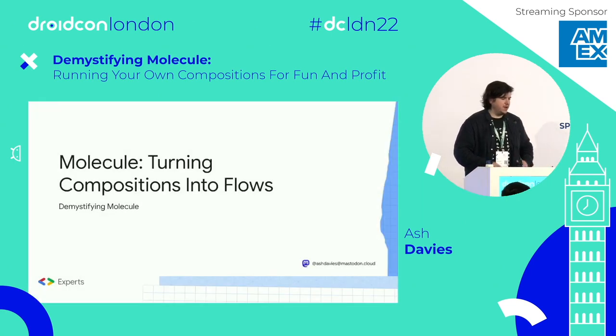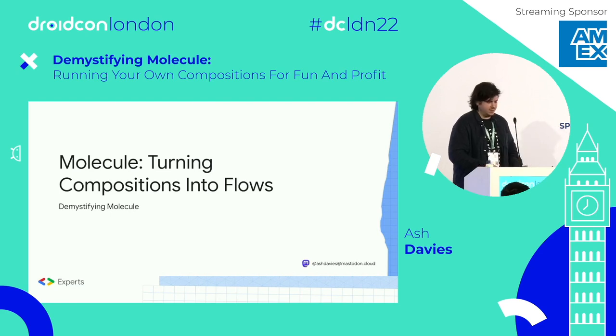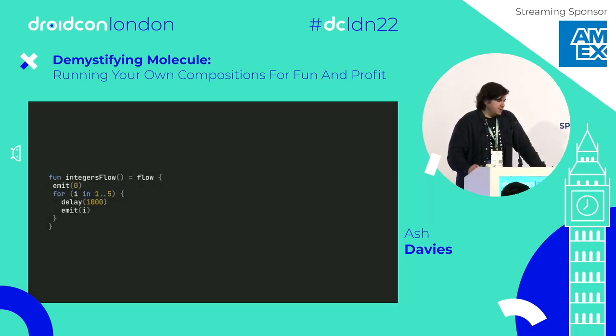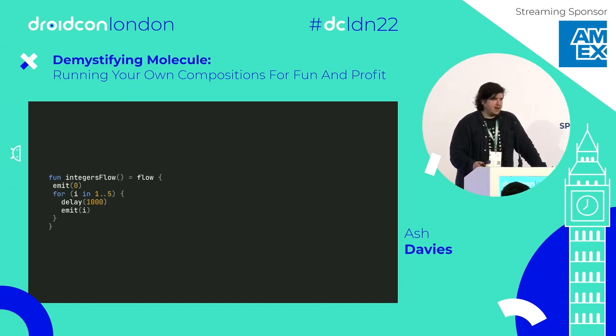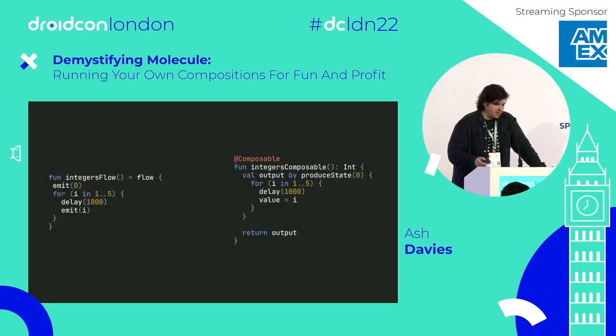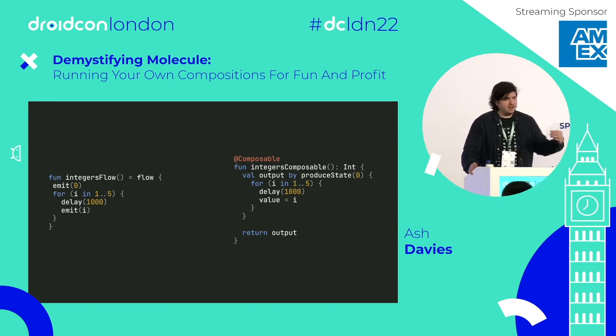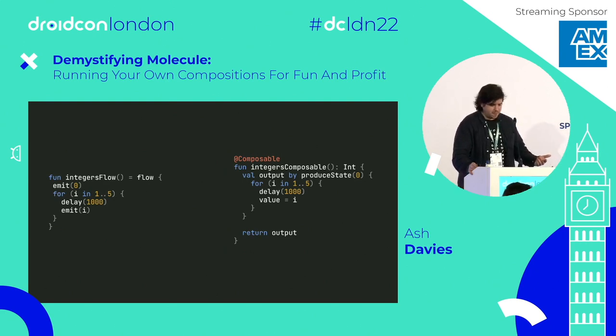So enter the concept of turning compositions into flows. Flows are very easily testable. We can test them with predictable behavior. So think about how we might write a sequence of flows. Something very simple here: we're just emitting a sequence of numbers with an artificial delay. And if you squint really hard, it might look very similar to what you'd implement in Compose. You're just producing the state here, but you've got the same simple method signature, where you're just returning the actual value, and you can then recompose any number of times.